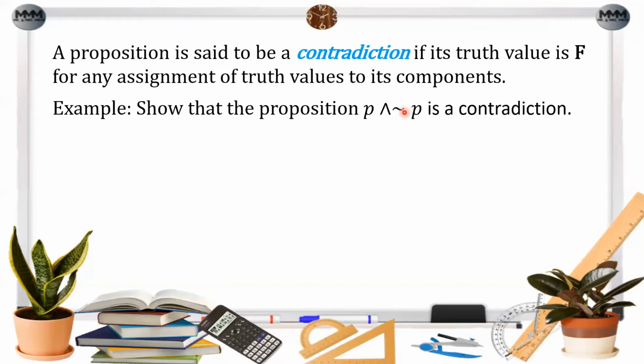So to illustrate it, let's consider an example. We will show that P and not P is a contradiction.